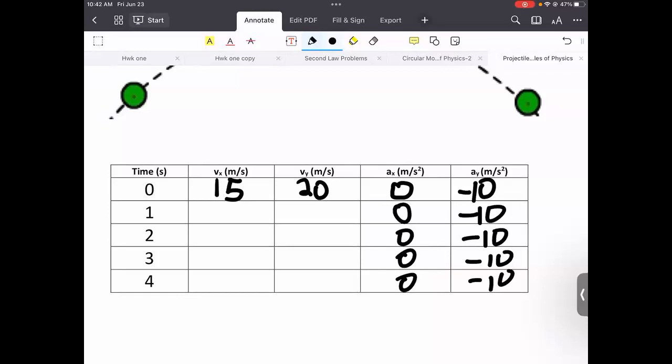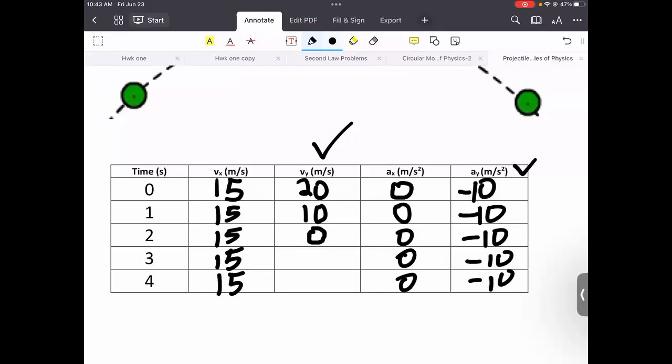Now, after 1 second, we already had this one, 15. This cannot change because the velocity in the x direction is constant. But I have to be careful with this one. After 1 second, the velocity reduces to 10 because I am accelerating at this rate here. The velocity is reducing, I'm going upwards. So the velocity will be reducing by 10 meters per second every second. After another second, I lose all the speed. There's no velocity in the vertical component.